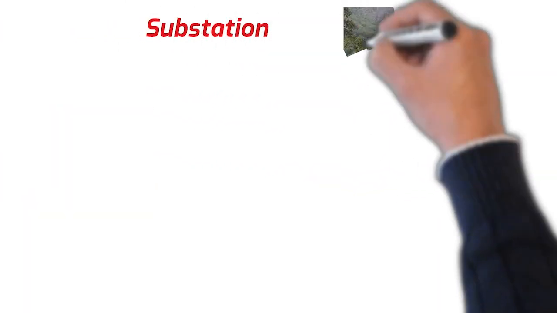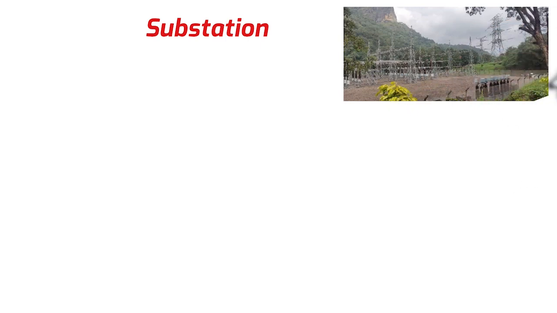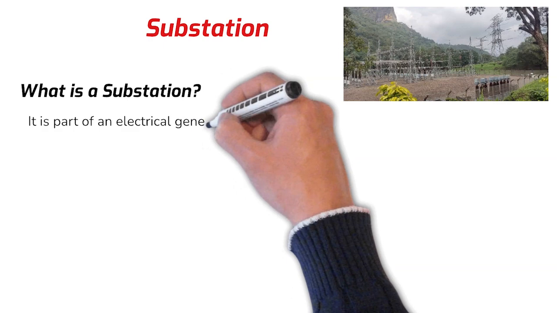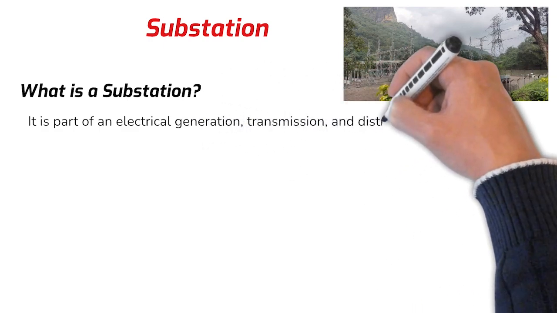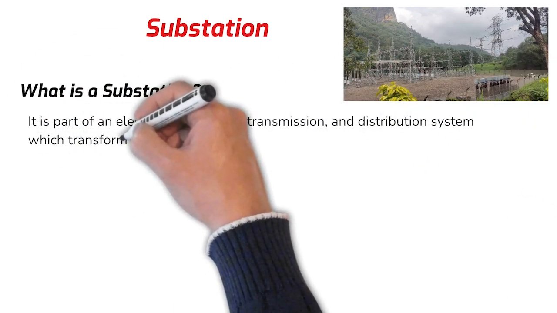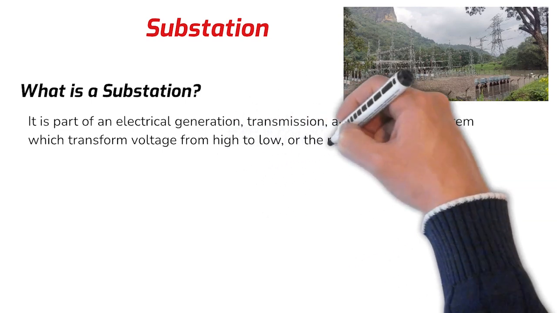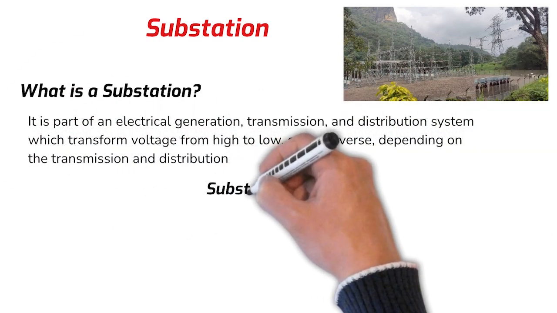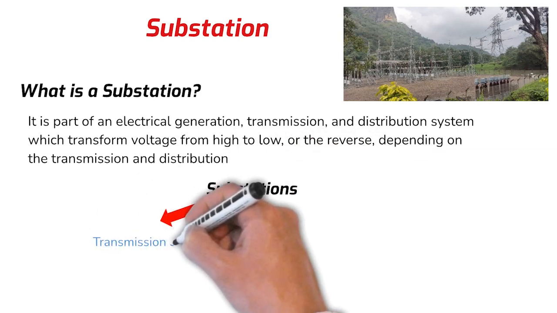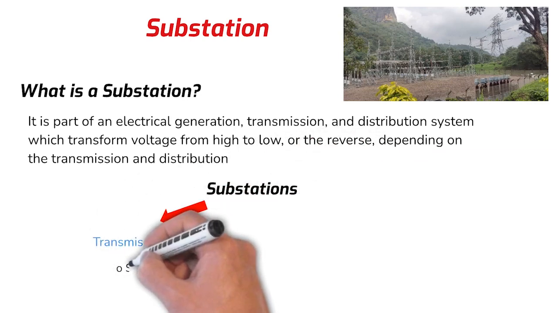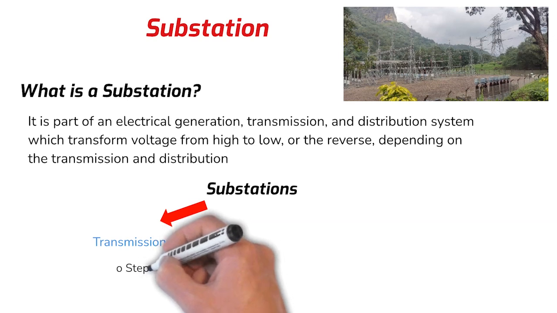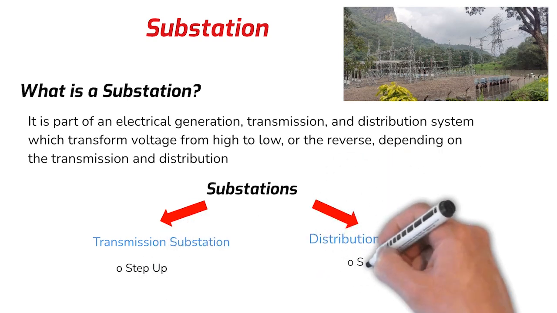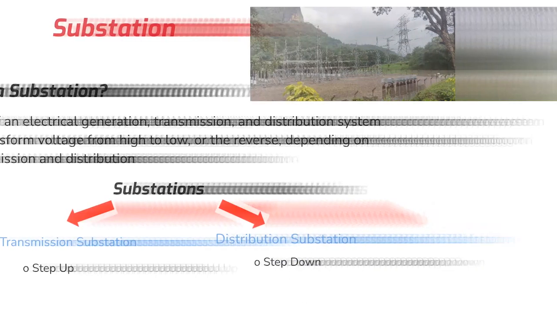Next part of a power system is the substation. It is part of an electrical generation, transmission and distribution system which transforms voltage from high to low or the reverse depending on the transmission and distribution. In a transmission substation, voltage will be stepped up to avoid the losses during the transmission. In a distribution substation, voltage will be stepped down.